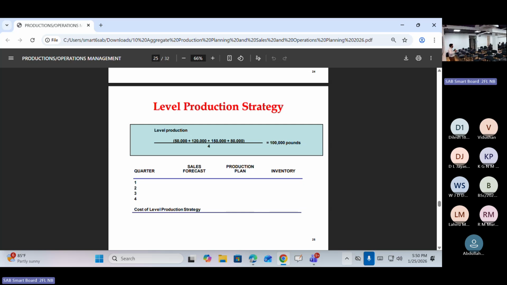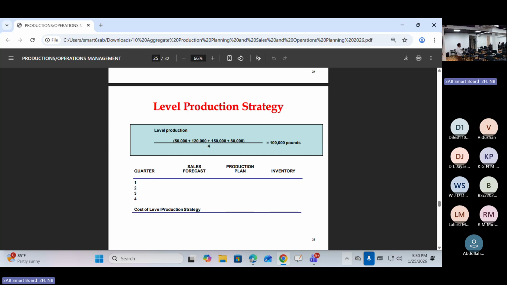First of all, what are the quarters? What is the demand, that is the sales forecast? And then the production plan. And for each quarter, we have to identify the inventory levels as well. And then calculate the cost of the production plan strategy according to the level strategy. I hope you get the point.